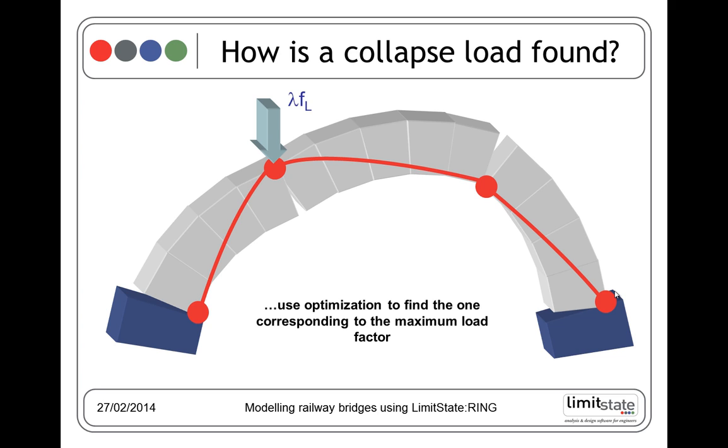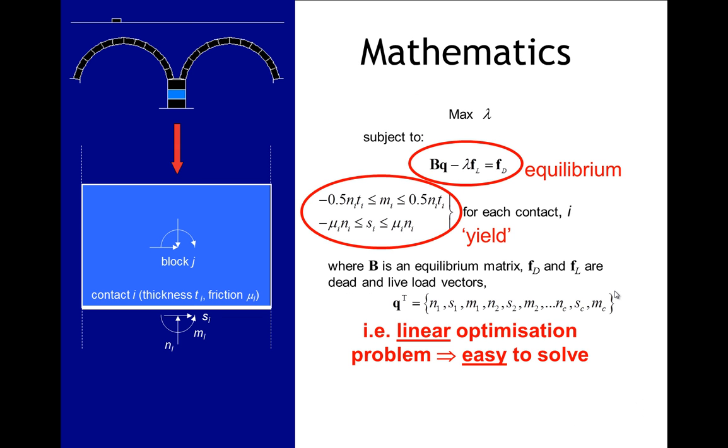In terms of the mathematics, I won't go into this in detail, but typically we're multiplying some load by a factor, let's call it lambda. So we're trying to maximize lambda subject to equilibrium. So every block forming your masonry arch structure needs to be in equilibrium. The forces acting on that block will be self-weight of the block and also forces transmitted through contacts. So the block is talking to its neighbours through the contacts.